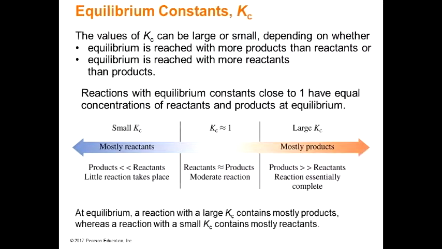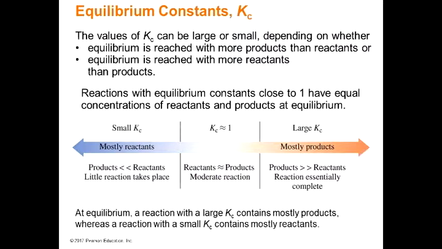The values of Kc can be large or small depending on whether equilibrium is reached with more products than reactants, or whether equilibrium is reached with more reactants. Reactions with an equilibrium constant close to 1 have equal concentrations of reactants and products at equilibrium. So this is what we want you to know, right? So here it's a small Keq, and a large Keq, and that's all relative. So greater than 1, less than 1, for what we will be talking about. Got it?